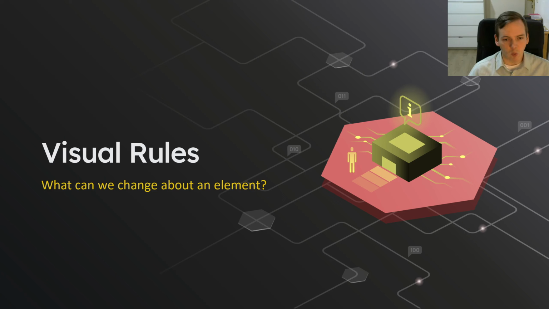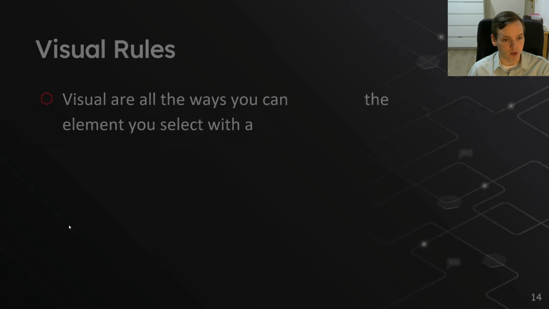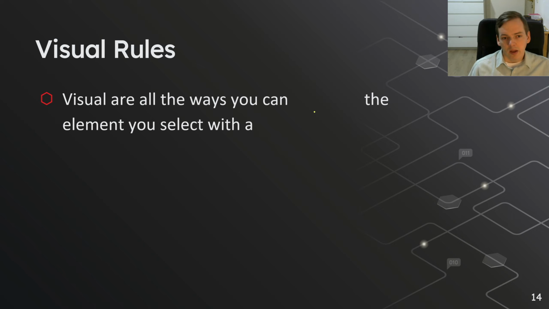We've talked about how to choose different elements that we want to modify. Now we're going to talk about what we can actually change about those elements. So these are going to be the properties that we end up looking at. So visual rules are all the ways that you can change the element that you select with a selector.